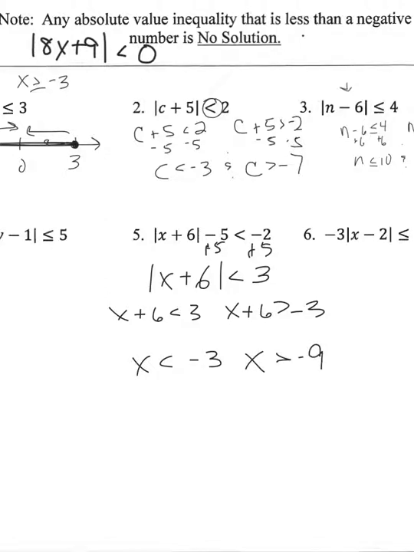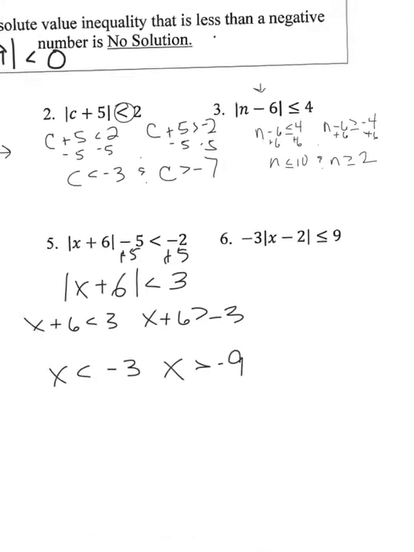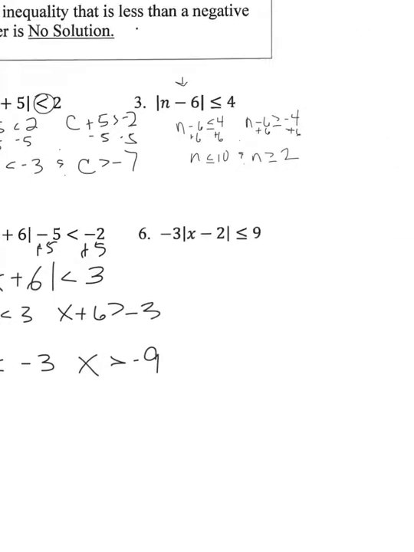So likewise with number 6, you can do it two different ways. You can either distribute the negative 3, or I like to just divide by negative 3 on both sides. So that'll cancel, not the x though. The absolute value of x minus 2 is still there. You're dividing by a negative value, therefore you're going to flip your symbol. Greater than or equal to negative 3.